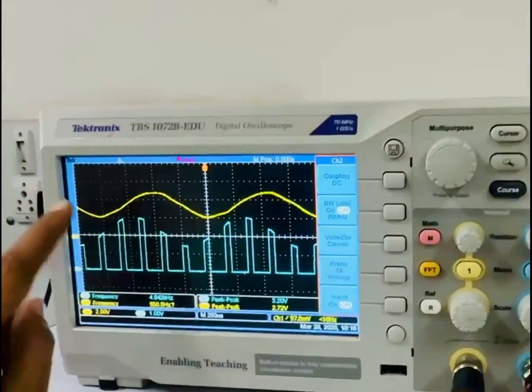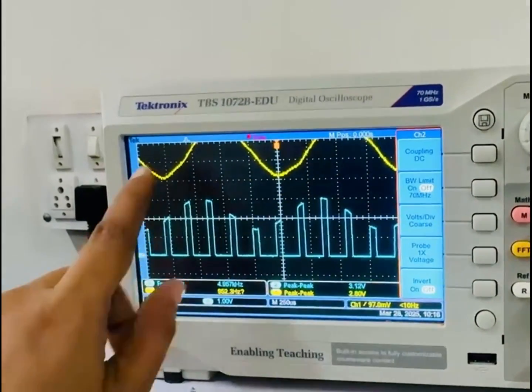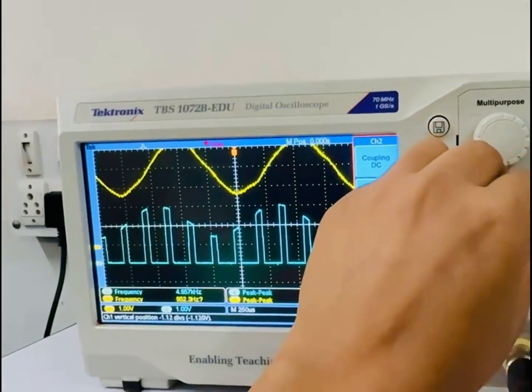So if you can see, still we can see there are some discontinuities in this signal.